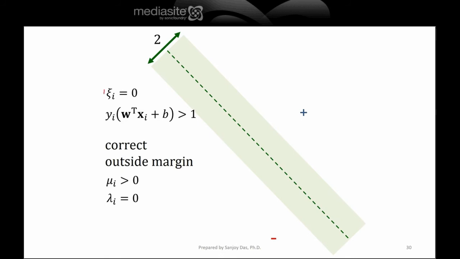the error zeta I is equal to 0 because they are on the correct side of the hyperplane and they lie outside the margin. Whence, because zeta I is equal to 0, the Lagrange multiplier mu I is greater than 0. Since this is greater than 0, lambda I is equal to 0. Since lambda I equals 0, these points can be discarded after the training because they are not needed. They are not support vectors. So these points which are on the correct side and lie outside the margin are not support vectors.